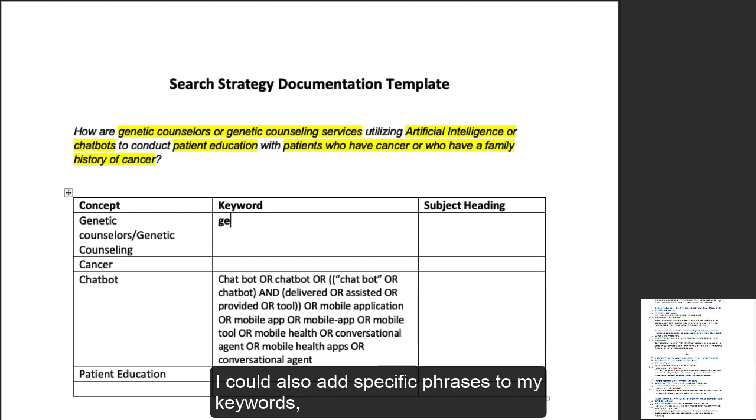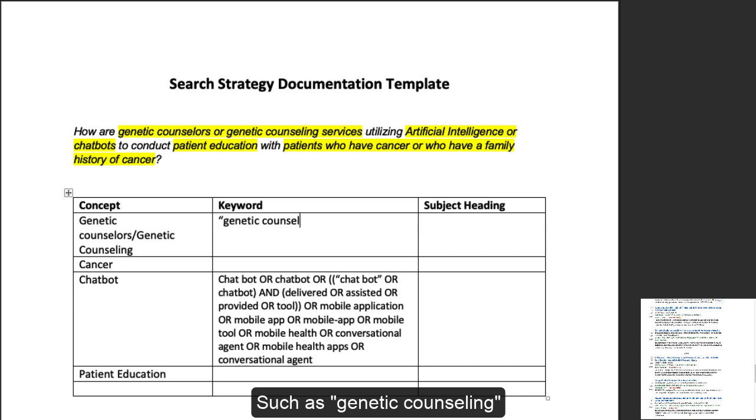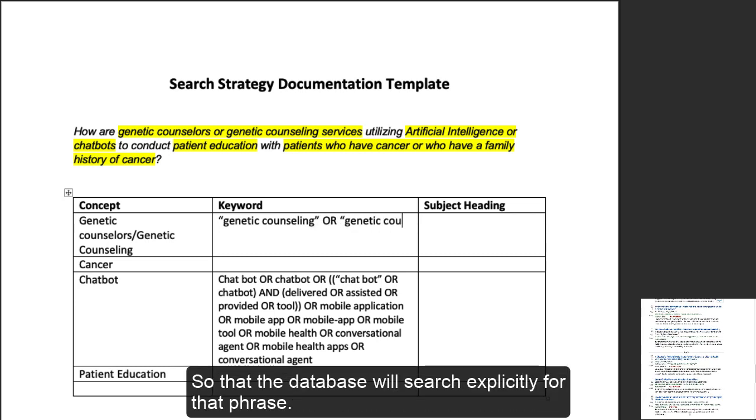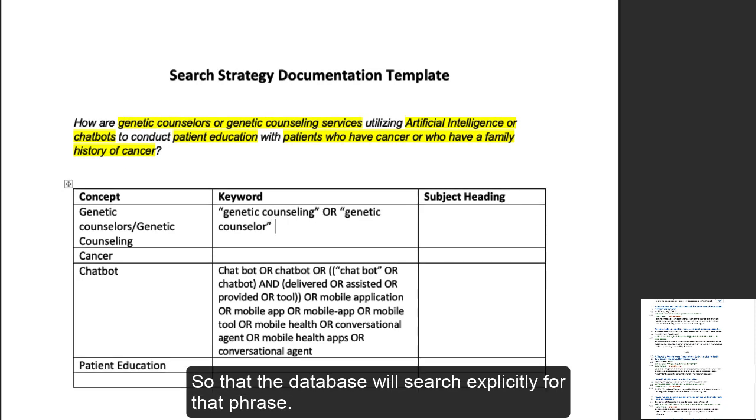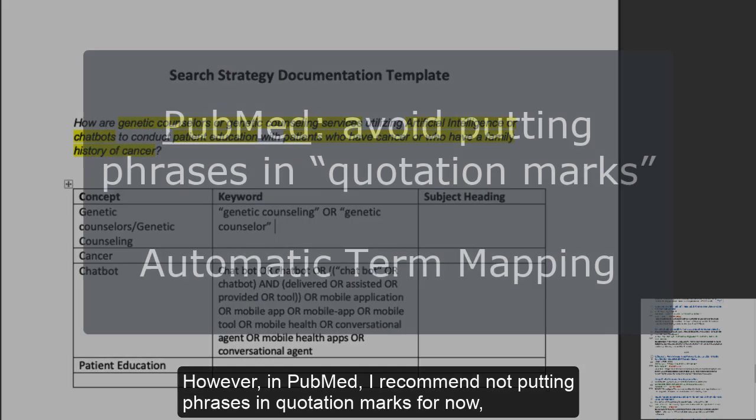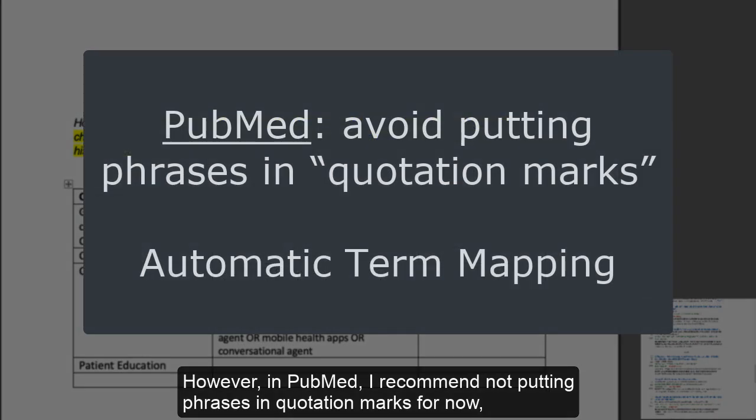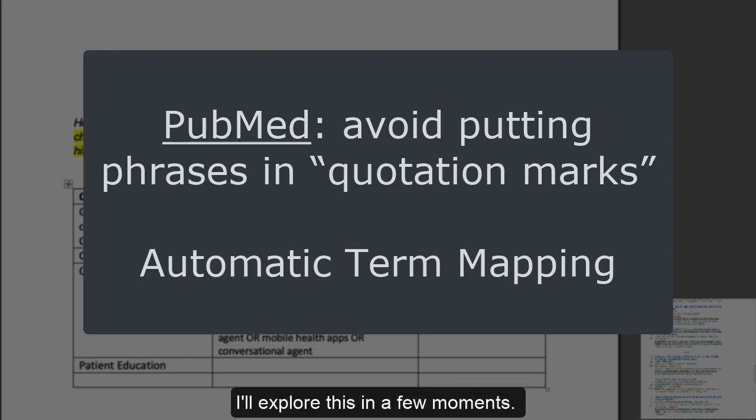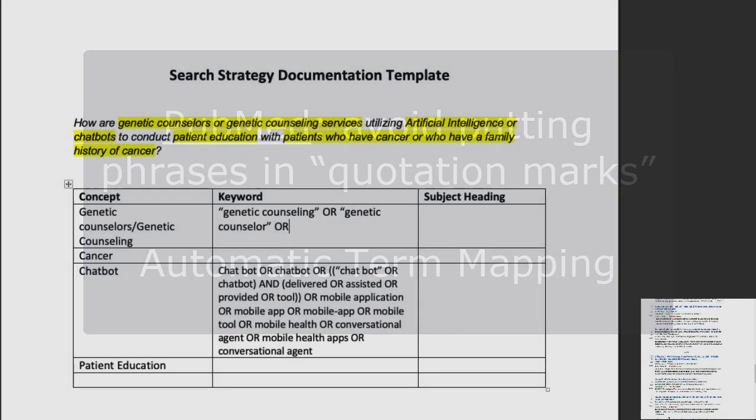I could also add specific phrases to my keywords, such as genetic counseling. I can put this phrase in quotation marks so that the database will search explicitly for that phrase. However, in PubMed, I recommend not putting phrases in quotation marks for now because it turns off what is called automatic term mapping. I'll explore this in a few moments.